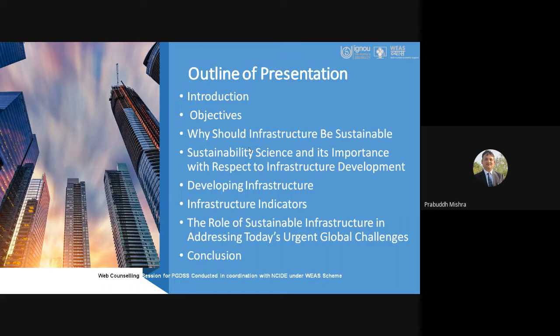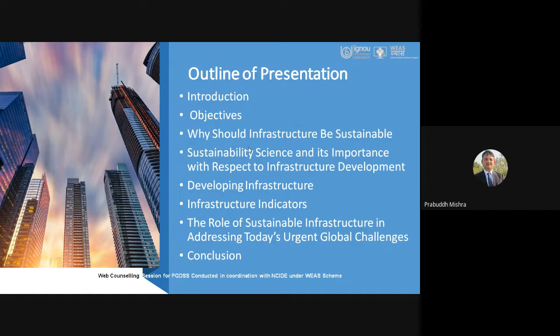So after that, I will briefly discuss sustainability science and its importance with respect to infrastructural development, and how to develop infrastructure, and developing infrastructure is a huge task, and how it has to be in tune with environmental sustainability. On that we will have some focus, and then there are certain indicators which have to be followed, which have to be integrated while developing infrastructure, that has also to be taken care of when we are discussing sustainable infrastructure.